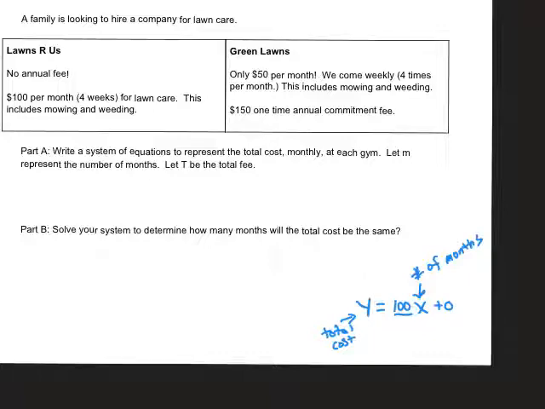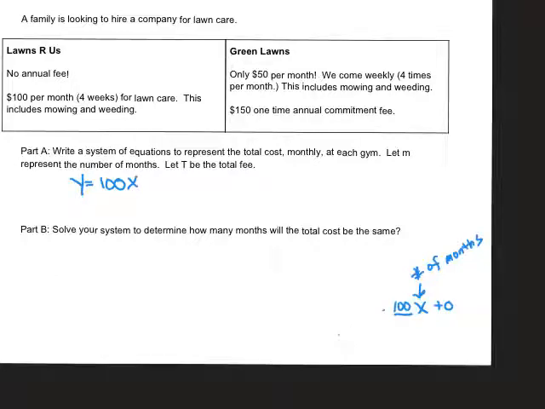So I'm going to rewrite that up here, because remember, as a system, we need 2 equations, 2 or more. So I'm just going to write y equals 100 times x. I'm not going to write the plus 0, we just know it's implied. All right, how about green lawns? So let's erase this and let's focus on green lawns.